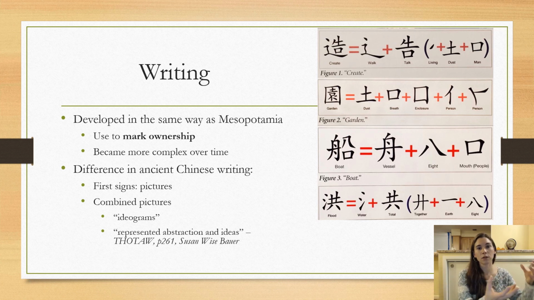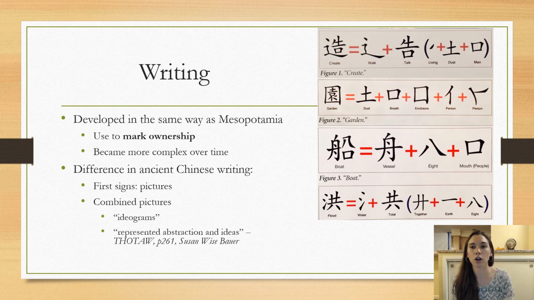Remember, this happened in Sumer, but the Egyptians learned about writing from the Sumerians. Chinese writing just developed. The difference in ancient Chinese writing is that the first signs were pictures, kind of like in Sumer, they were pictures, and then they turned into phonetic letters. In Egypt, they were pictures, and they stayed pictures for a while. However, the Chinese began to combine pictures, and this was called ideograms. And these combined pictures, these ideograms, represented abstraction and ideas.